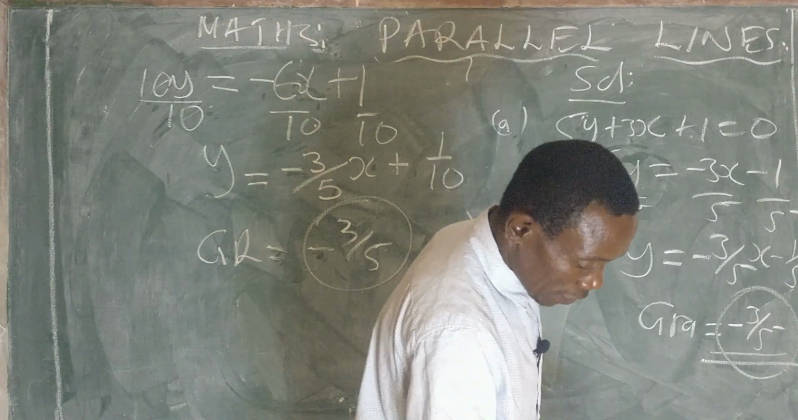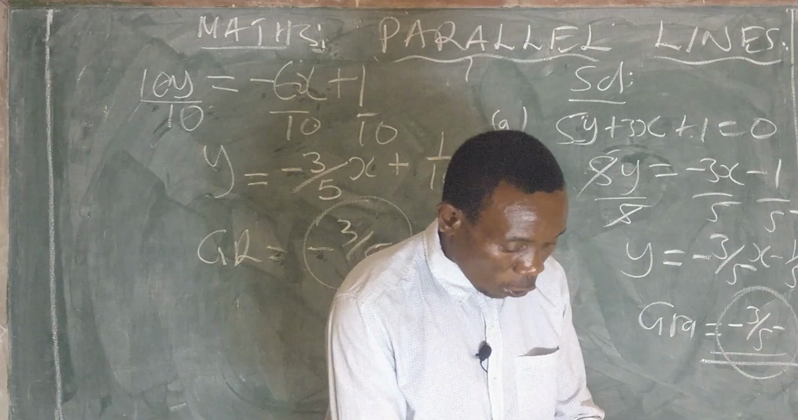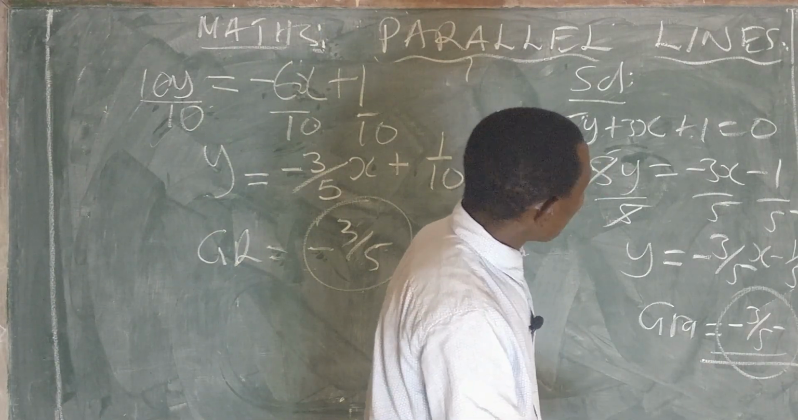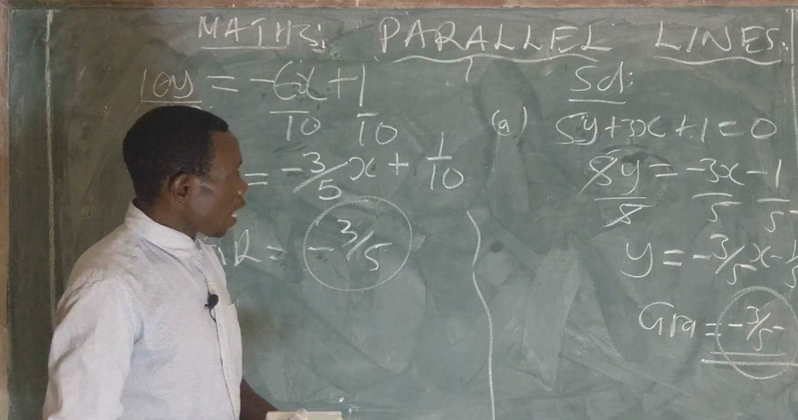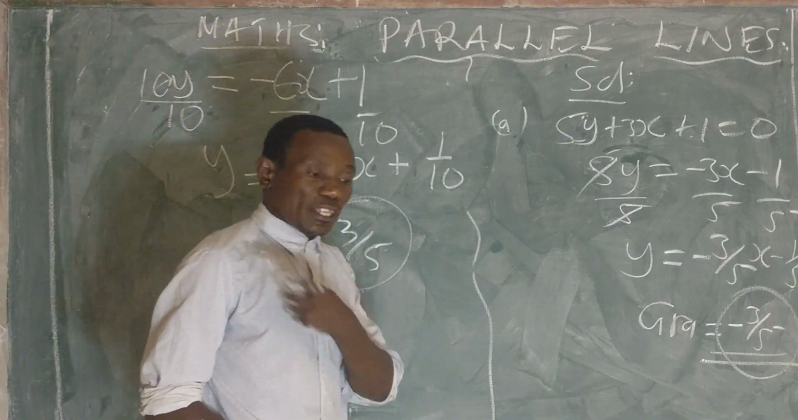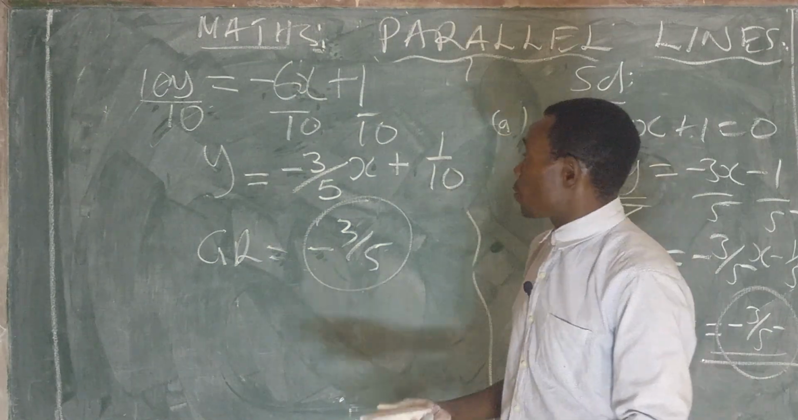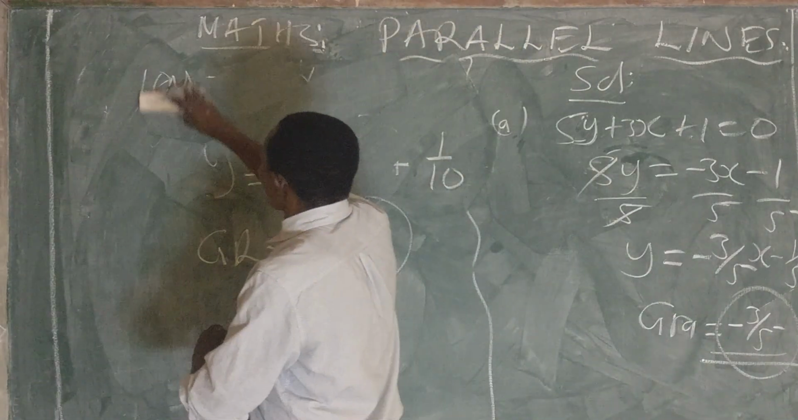The last part in the same issue about parallel lines is coming up with an equation. Apart from knowing how to identify that lines are parallel, the next thing that you students need to know is to calculate the equation of the line that is parallel to the other one. So let us now have this example.